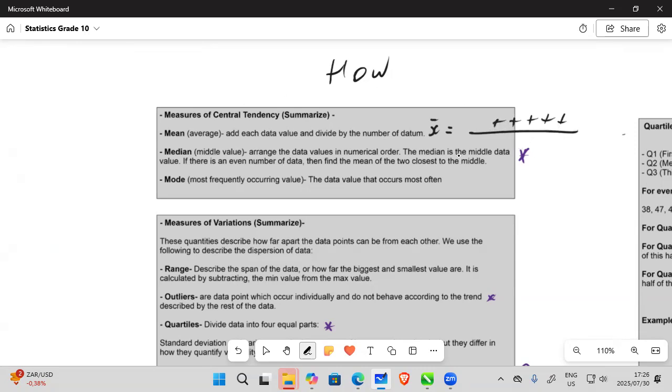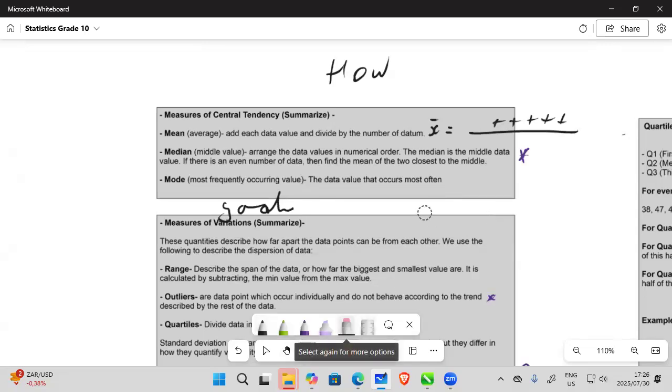The median, I will show you exactly how to do that. But the most important thing that you need to remember is that we have to arrange the data set in numerical order. So it has to be arranged from smallest to biggest. That's a must. Otherwise, you can't find the median.